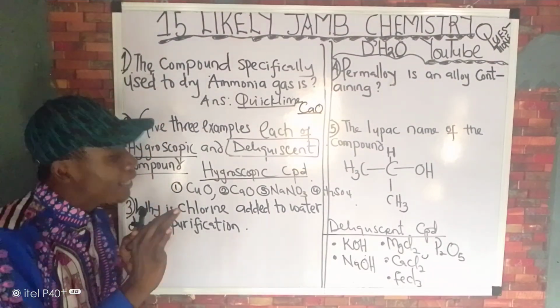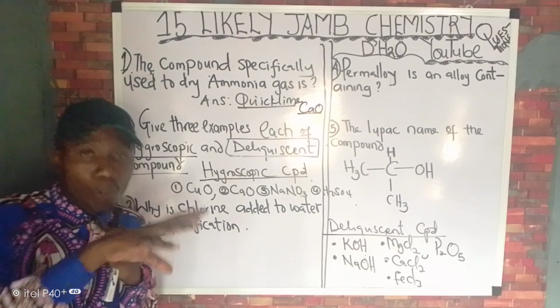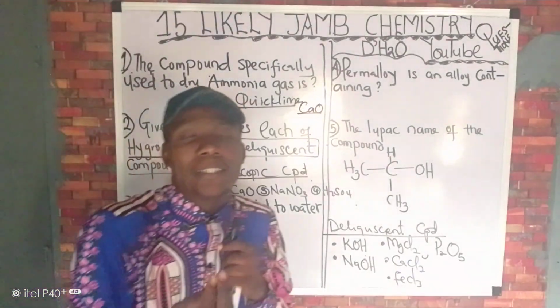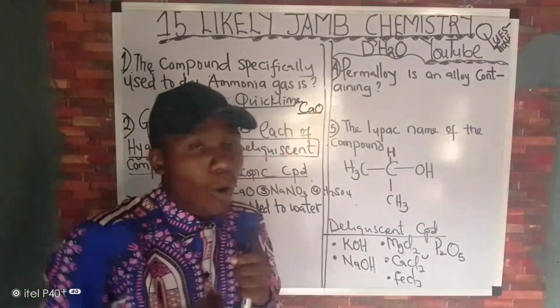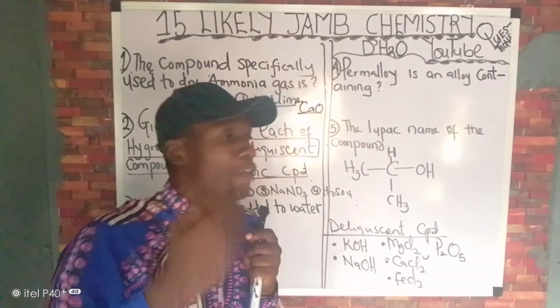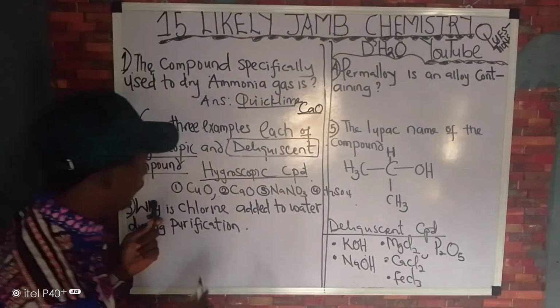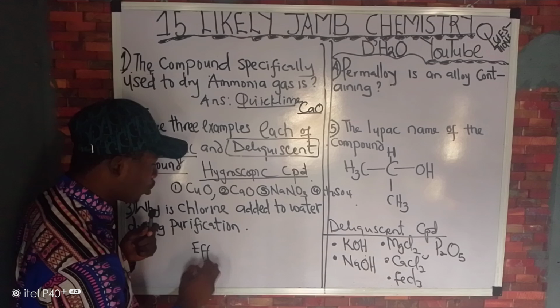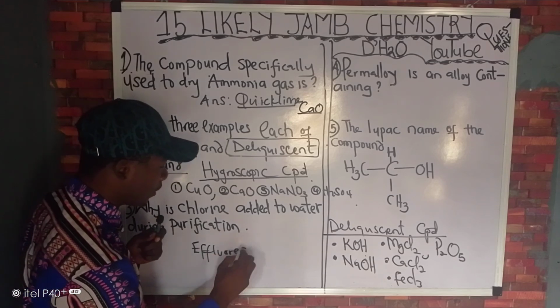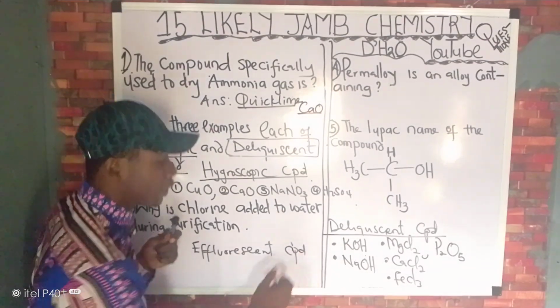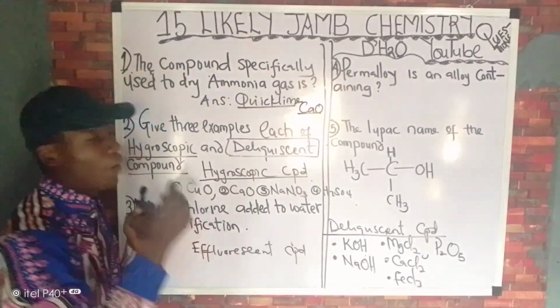Deliquescent. There's another nature of compound which we call the efflorescent compounds. Efflorescent compounds, they do not absorb water. What they do is that they lose their water of crystallization when they are exposed to the atmosphere. So for efflorescent compounds, they give out water. They lose water of crystallization.